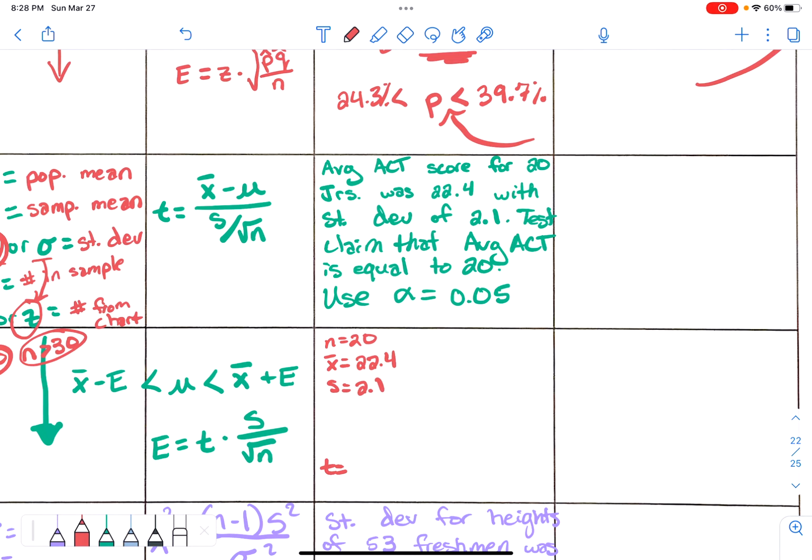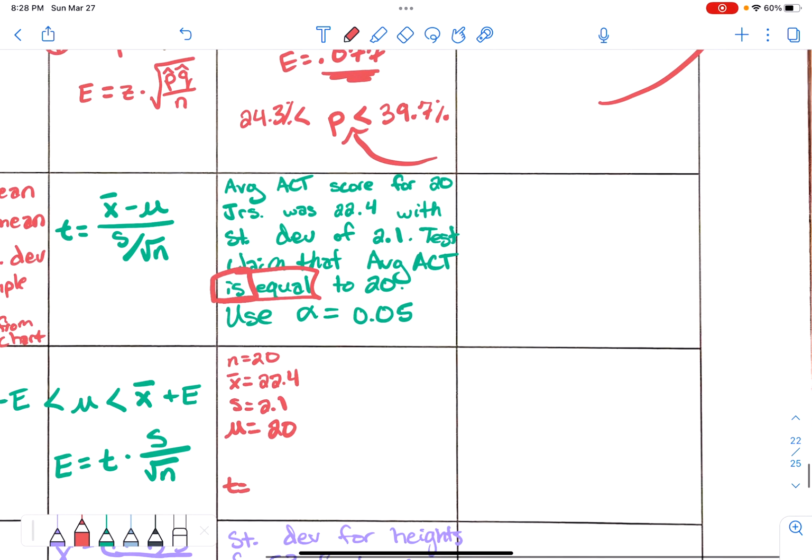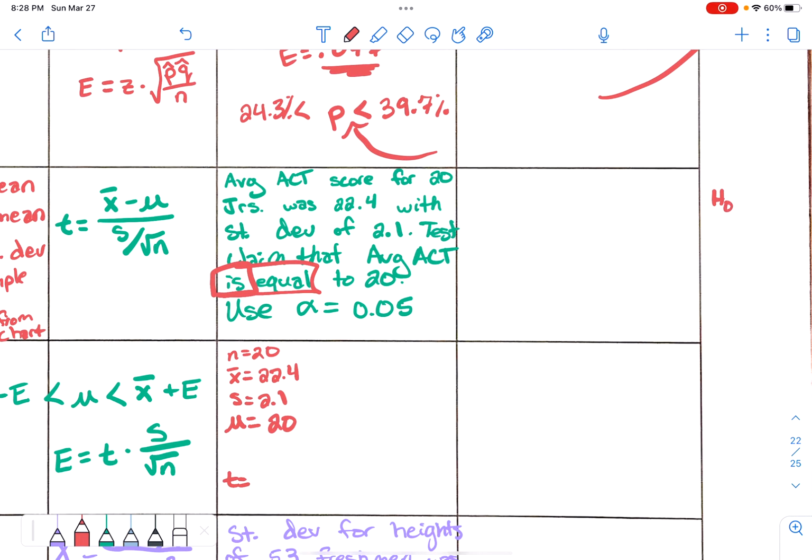And we are testing the claim that the average ACT score is, I'm going to circle the words, is or is equal to 20, okay? So we are going with our mu being 20, and I'm going to list H naught and H1 over here. We're going to say mu equals 20, and mu in this case is not equal to 20. And this time, my claim is going to go at the top because we're claiming that it is 20, okay?